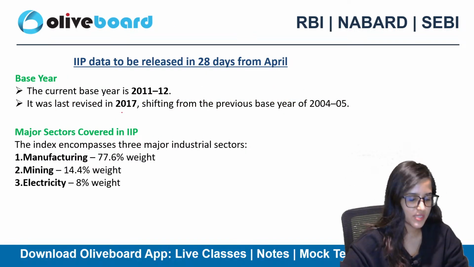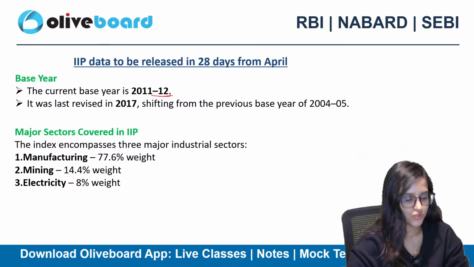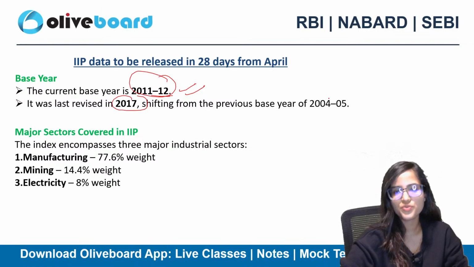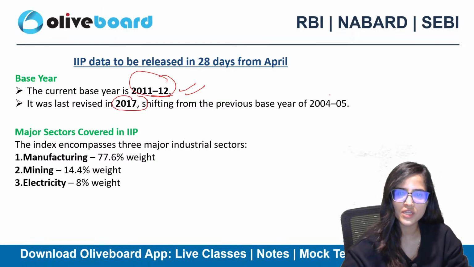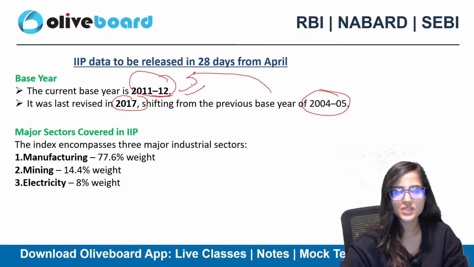And what is the current base year? 2011-12. Somebody had given me this answer in the comment section. So 2011-12 is the current base year, and this base year was revised in 2017. Until 2017, the base year was 2004-05, and it was changed to 2011-12.